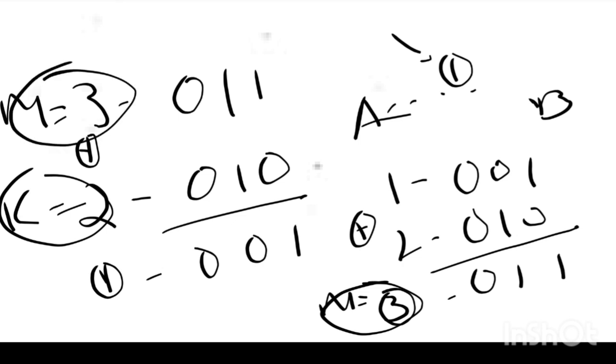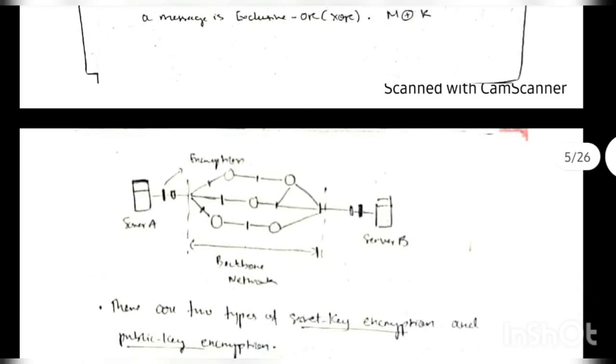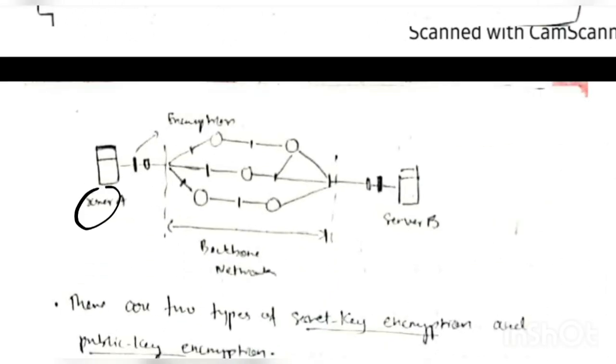As you can see, the message is transferred and the text was encrypted in between. This is how all cryptographic techniques work. This is the diagram you have to make from server A to server B. The message will be encrypted and sent through different routes.